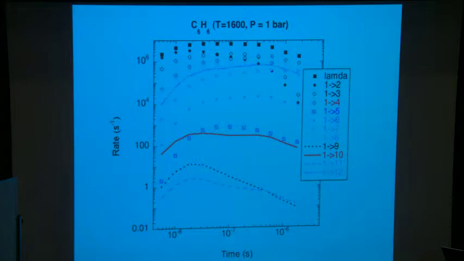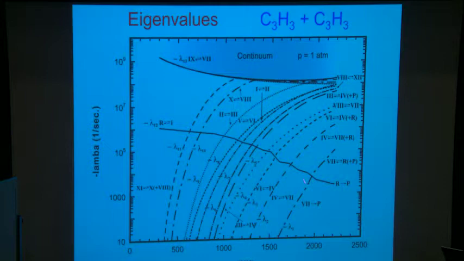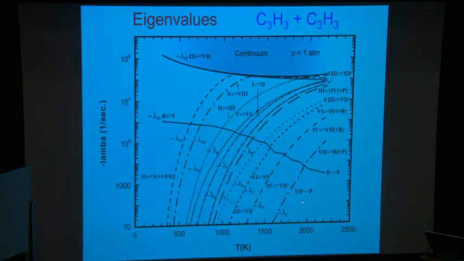And here is a plot of these eigenvalues versus temperature. There should be 12 eigenvalues or 13, something like that. And what you see is, as I said, there's lots of them. If you look within an order of magnitude, there's typically about 5 or more eigenvalues that are within the same order of magnitude. And when you then look at their interaction with each other, it's just a disaster.